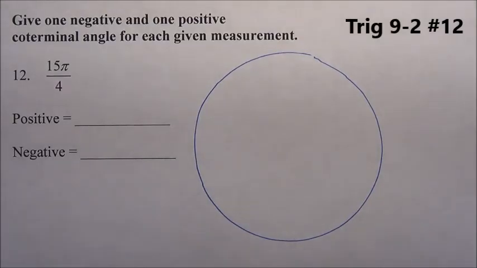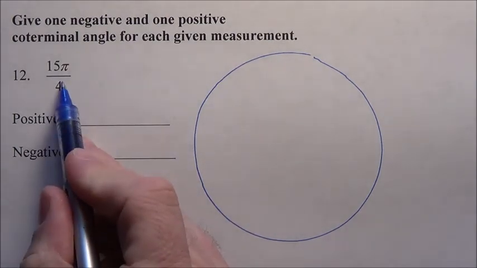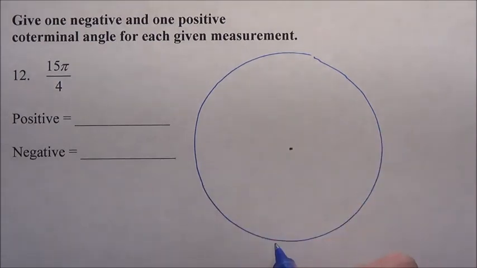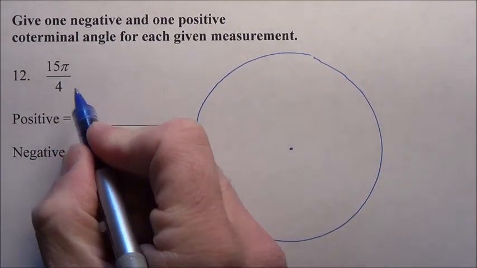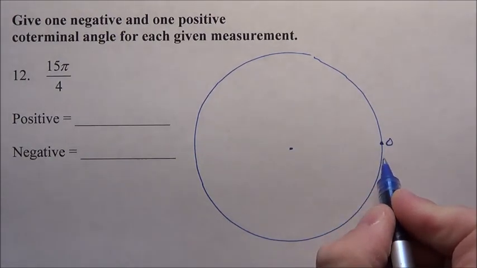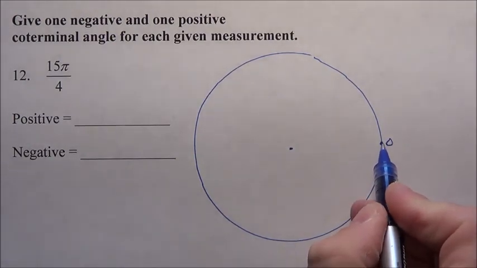Problem 12, it says give one negative and one positive coterminal angle for each given measurement. And they gave us 15 pi over 4. We've got to figure out where 15 pi over 4 is here on this unit circle. Well, if you think about this, we know we start here at 0 degrees, or at 0 pi, whatever you want to say. Start here at 0.